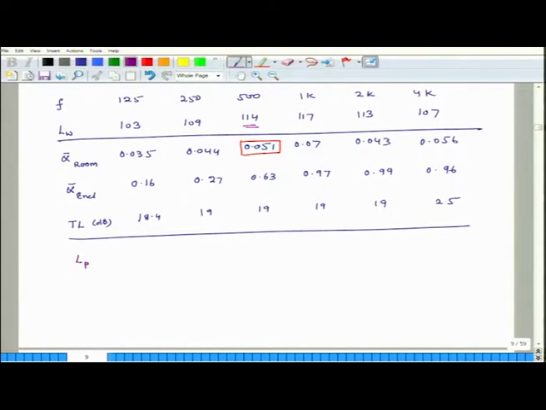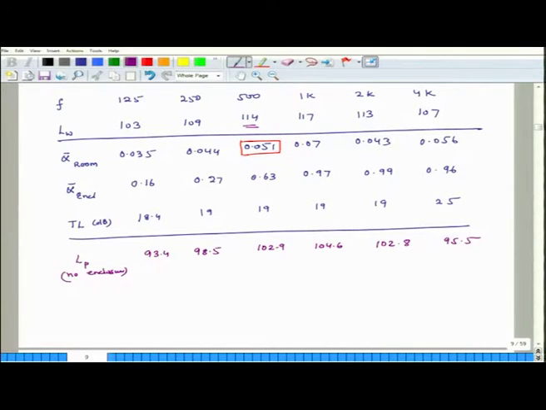LP, no enclosure. So, if I do all the computations, the sound pressure level works out to 93.4, 98.5, 102.9, 104.6, 102.8 and 95.5.